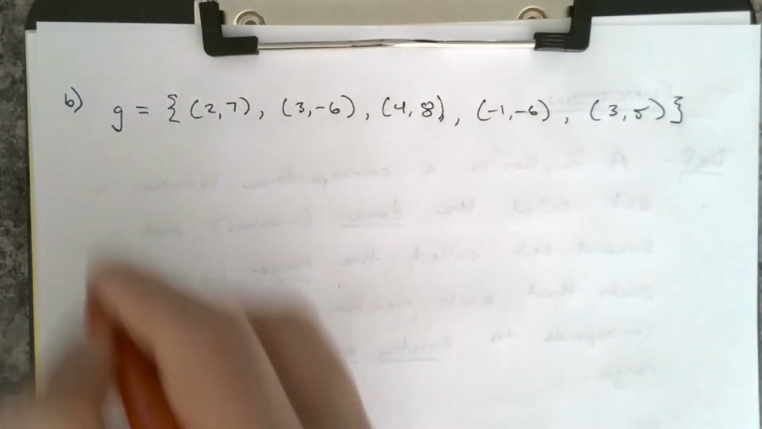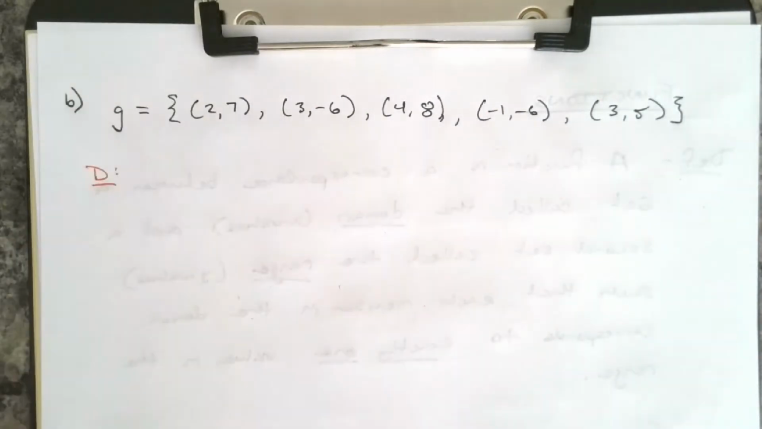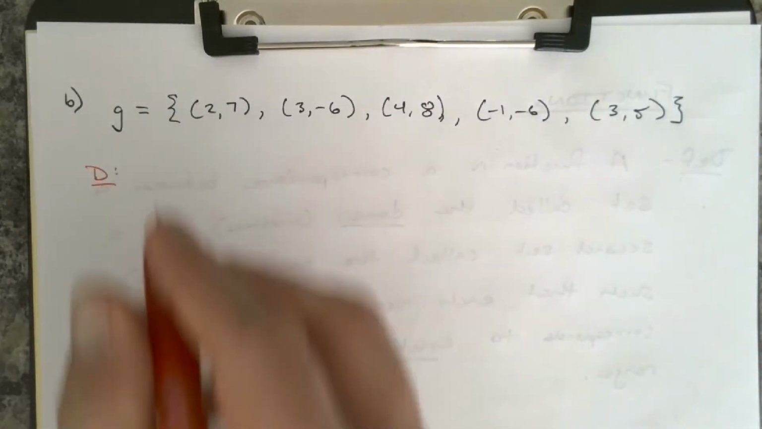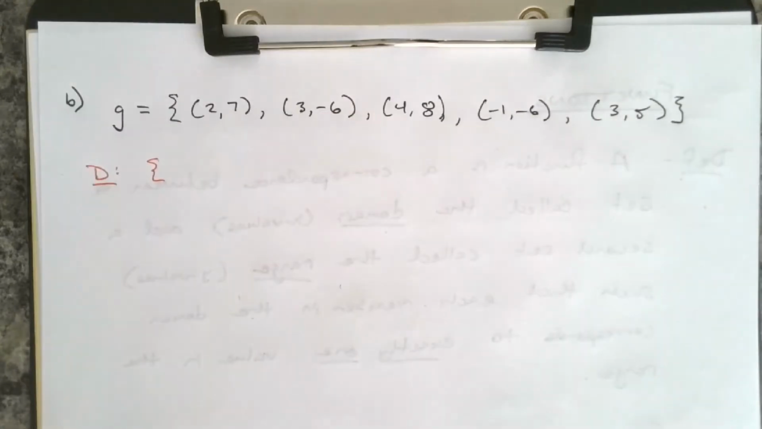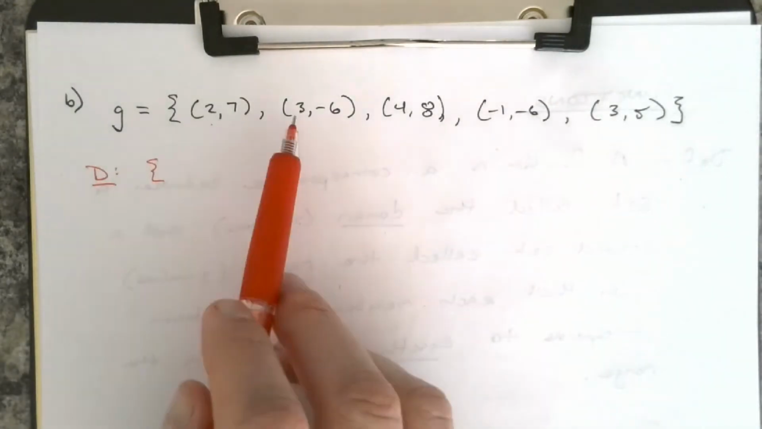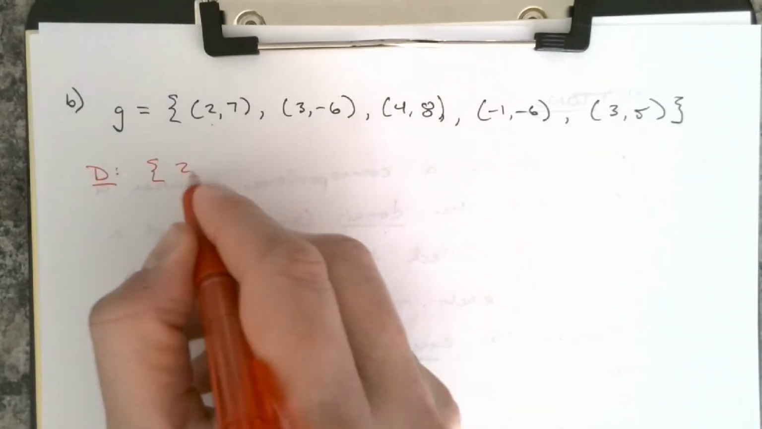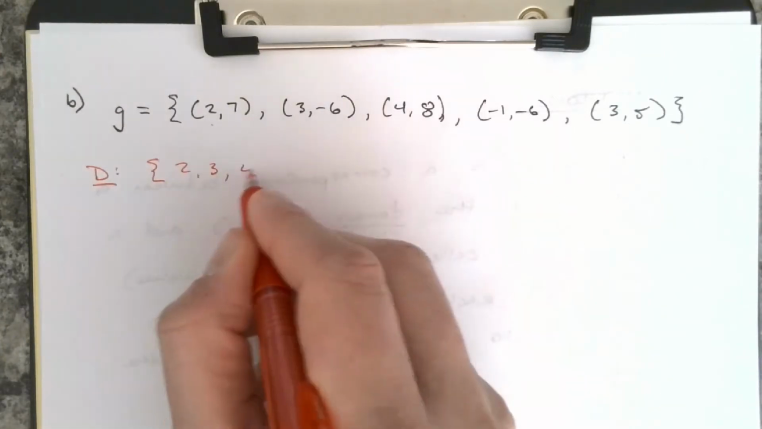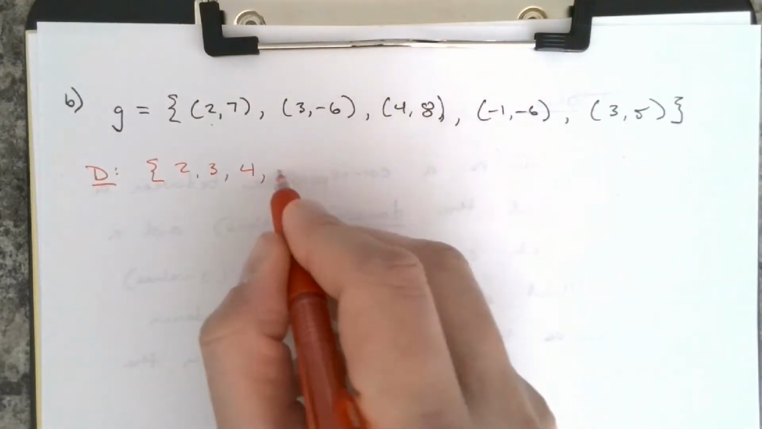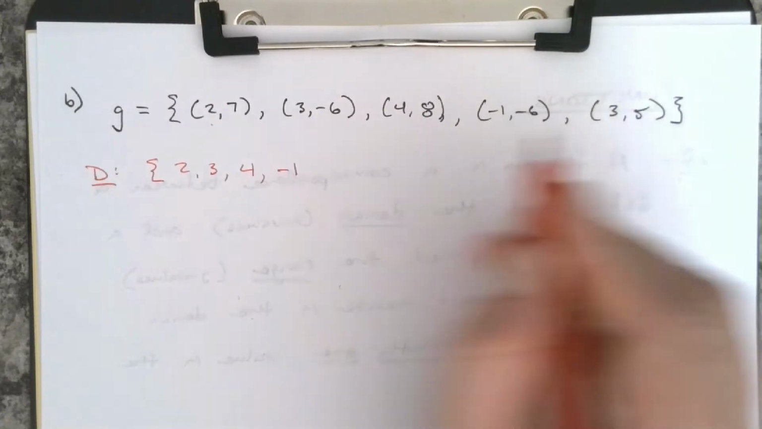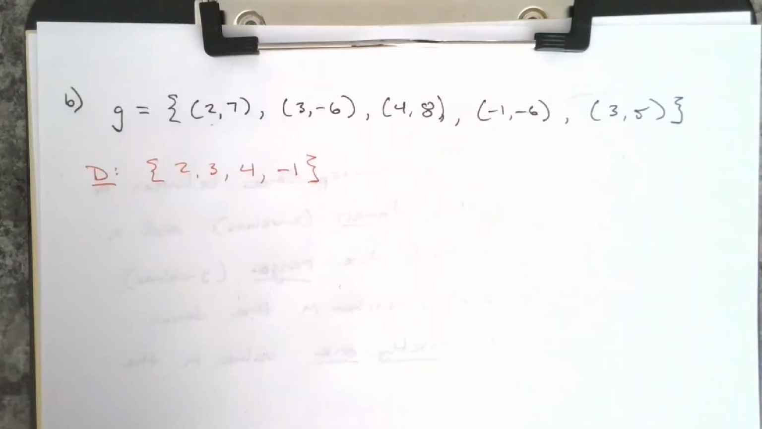So if I said, what is the domain? The domain is the set of all possible x values. So what do we have? Well, we've got 2, 3, 4, -1, and then I see 3, but I already used 3, so we don't write it again. So the domain here is 2, 3, 4, -1.